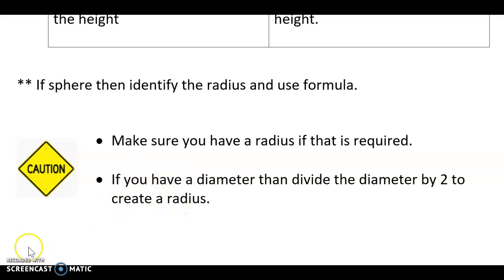Those are the steps to calculating volume on the 3D figures of prisms, cylinders, cones, pyramids, and spheres.